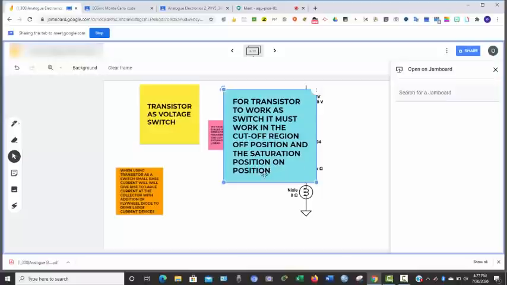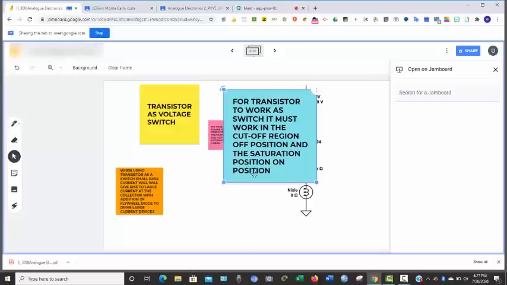So for a transistor, we have 3 stages for the IV characteristics. We have the cutoff region, we have the saturation region, and we have the linear region.